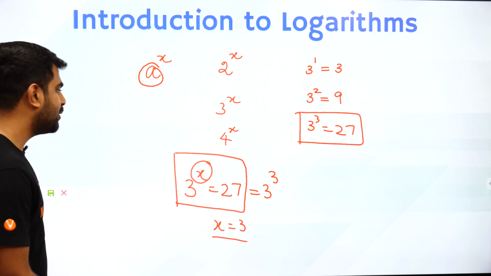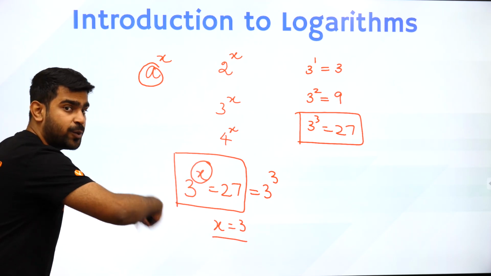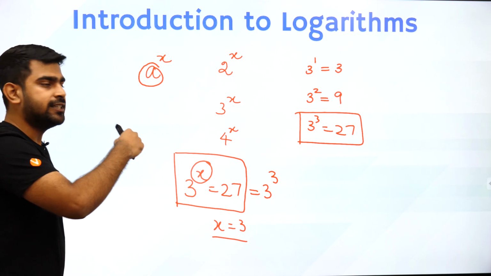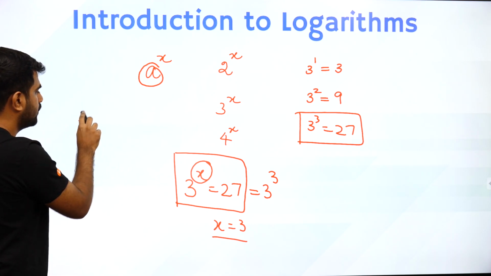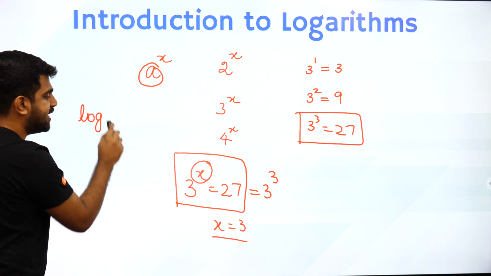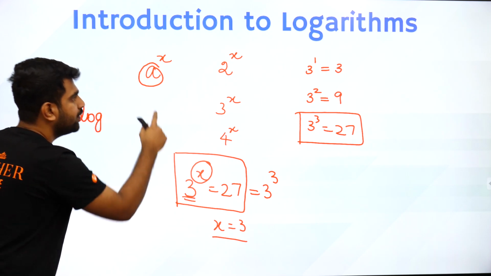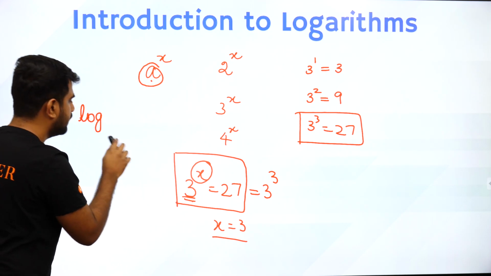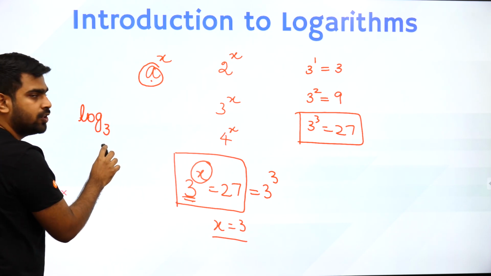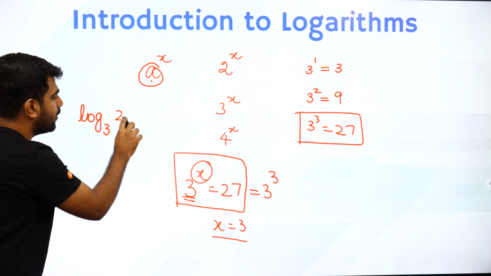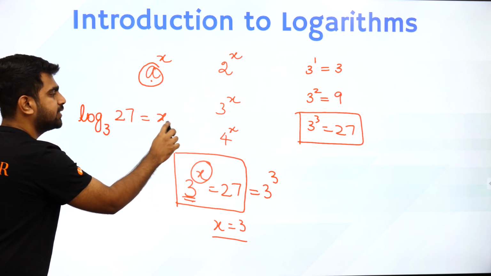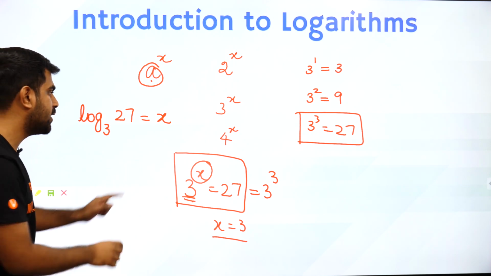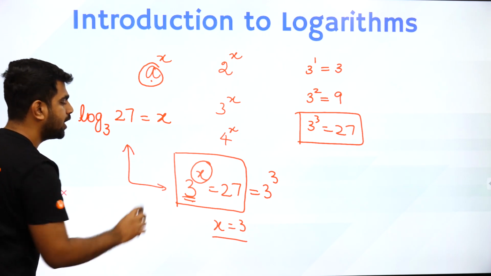Okay, so let me write it down for you. The way I write this exponent in terms of log is like this. Log to the base 3. What is the base here? The base is 3. So log to the base 3 of 27 is equal to x. That is how you convert them.